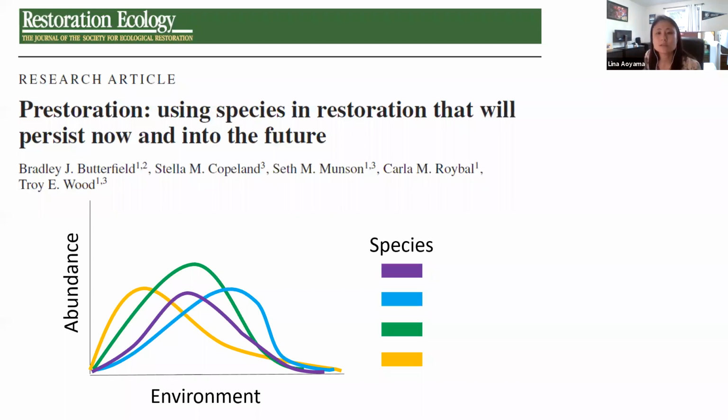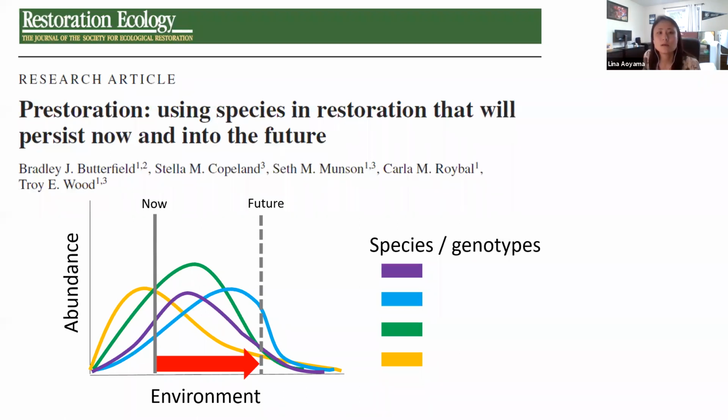Say we know the distribution of species by environment like this, where each line represents different plant species. And pre-restoration is an idea that you choose species that are likely to persist now and into the future as the environmental conditions change. We can think of this in terms of genotypes as well.